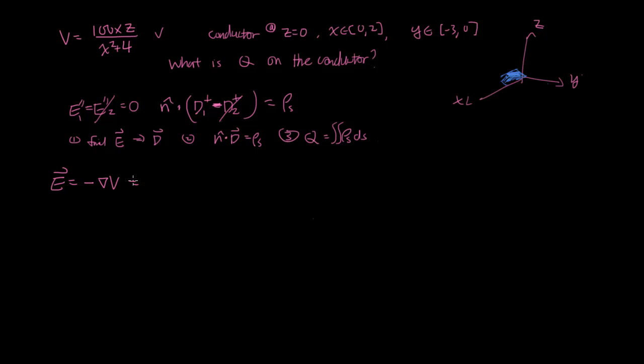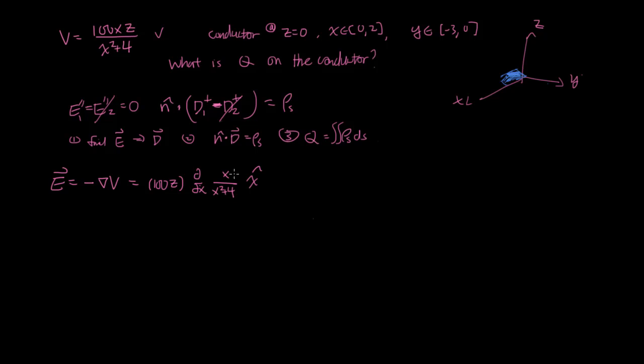And we then have to take the gradient. So to take the gradient, we take the derivative with respect to x. Let's just pull out everything that's not x related. So that would be 100z. And then you have to take the derivative with respect to x of x over x squared plus 4. That gives you the component in the x direction.